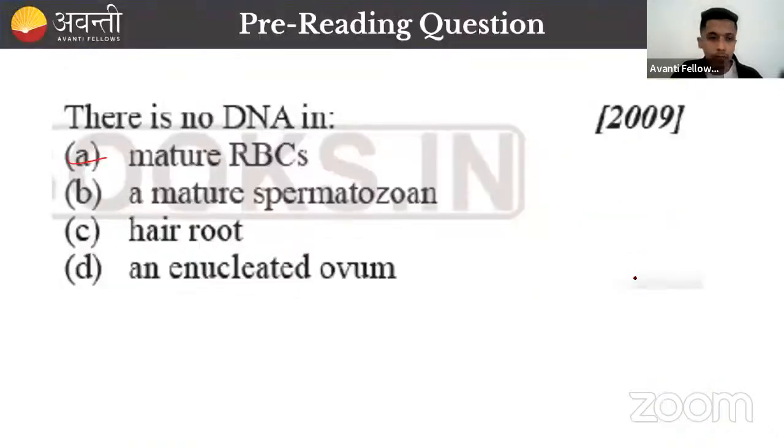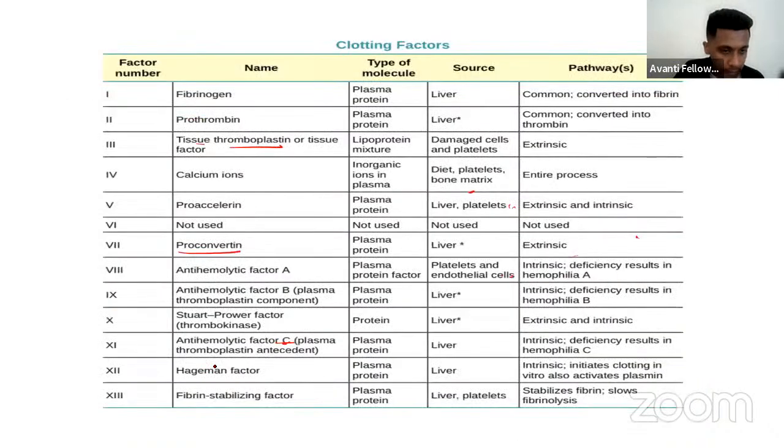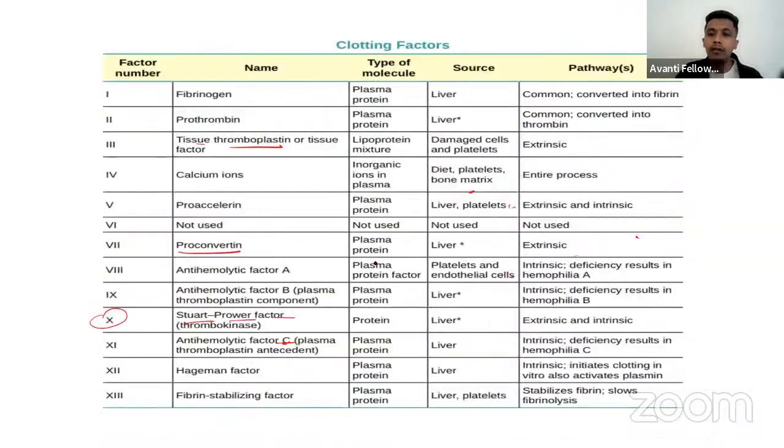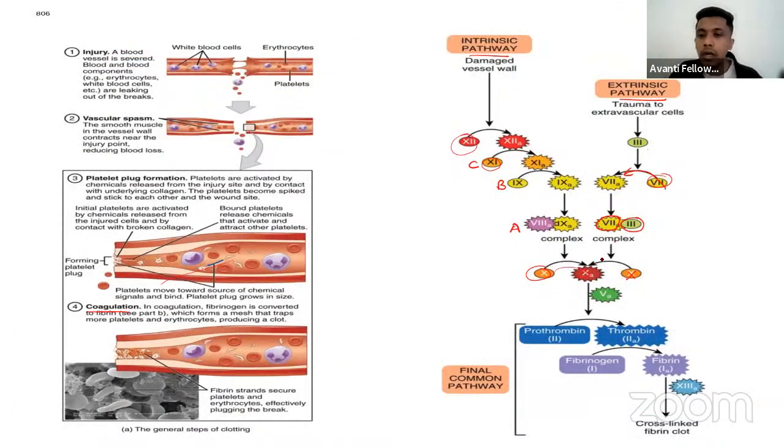This creation of complex will convert factor 10 to 10A. What did I tell about factor 10? Factor 10 is called Stuart-Prower factor, correct? Or it is also called thrombokinase. So once we have the formation of factor 10, that will open up the final pathway, that is called the common pathway. Common pathway is very, very important. So why is the common pathway very, very important?